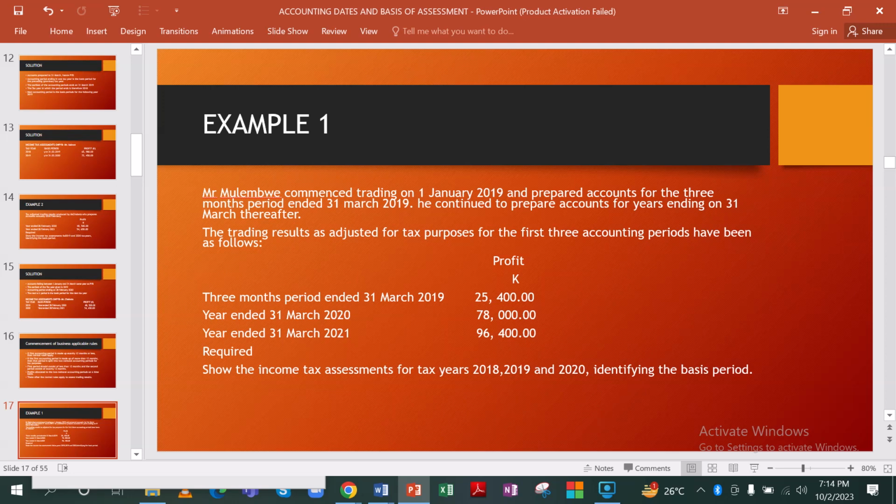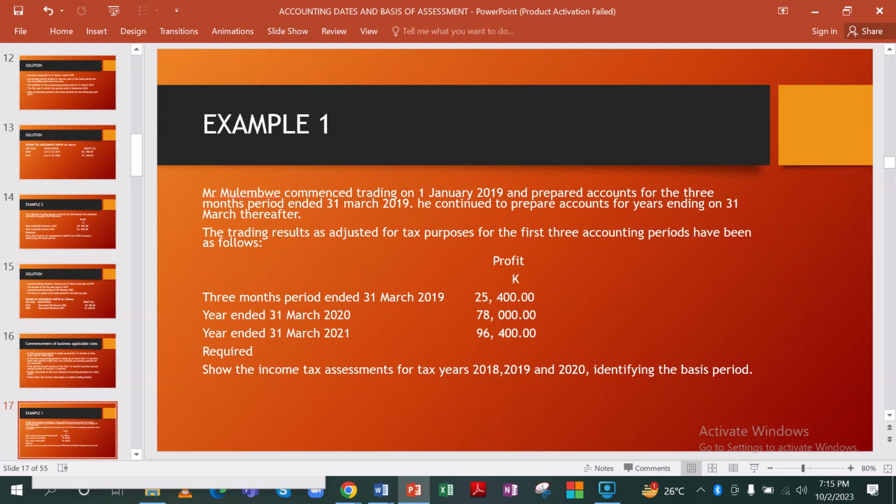When you look at the period end, it is indicating to us that the period end falls between 1st January and the 31st March, meaning ordinarily we are supposed to apply the preceding year basis. Now, we also have a short period of 3 months ended 31st March 2019. Thereafter we have a year ended 31st March 2020. So that's what we'll do.